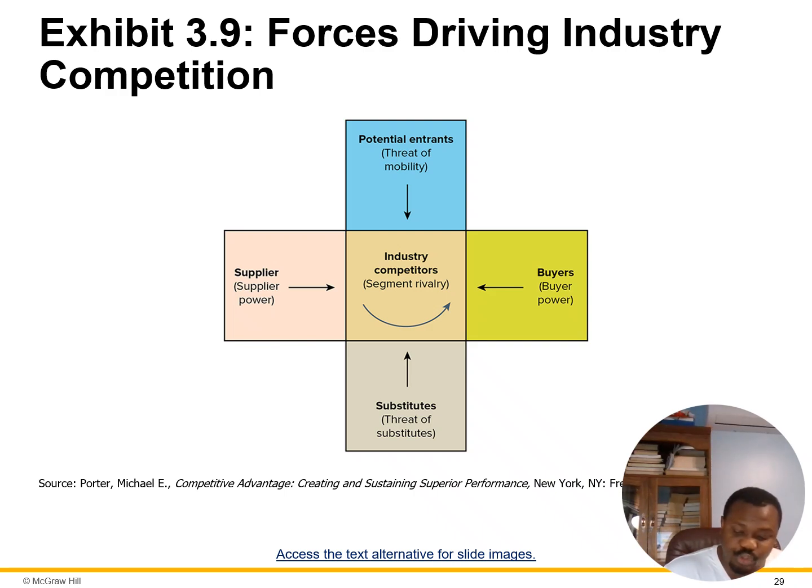We have potential new entrants. We have substitutes, threats of substitutes. Then we have buyer power, so BP is buyer power, and SP is supplier power. Potential entrant is PE, and I have the industry competitors existing here. So the PE is the threat of mobility. We have the substitutes, TS, threat of substitutes. Then the industry competitors are in the middle, then we have the supplier power. And these are the forces driving competition.